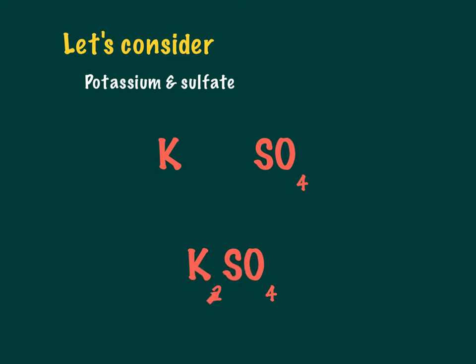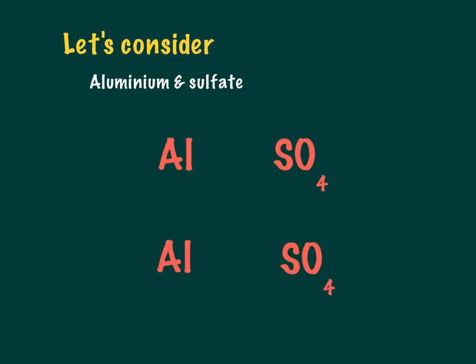So I show it as K2SO4. We don't write 1, just because SO4 implies 1. So potassium sulfate would be K2SO4. Are we seeing a pattern yet? Right, let's make it even trickier. So we've got aluminium sulfate this time.